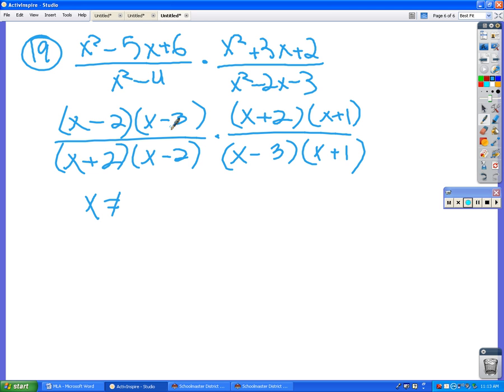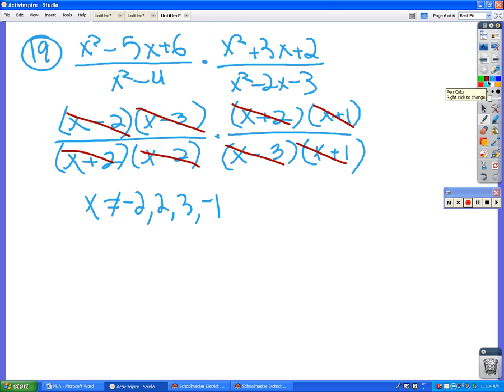Okay, so back to the restrictions. x plus 2 means x can't equal negative 2, or positive 2, or positive 3, or negative 1. Okay, and so now the fun canceling part. x minus 3, x plus 2, x plus 1. Oh, they all cancel. Holy smokes, they all cancel. So if you put any value in there for x into this problem, you'll get 1. As crazy as that sounds. All right, pass it forward, please.